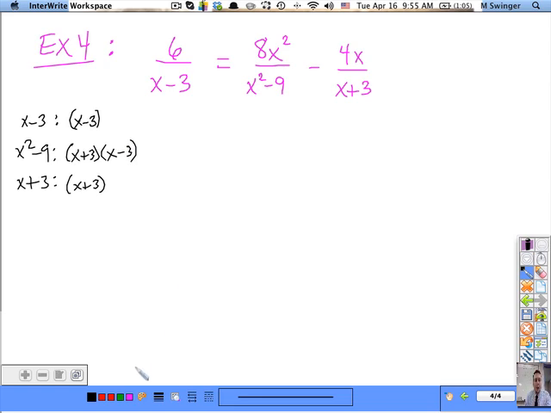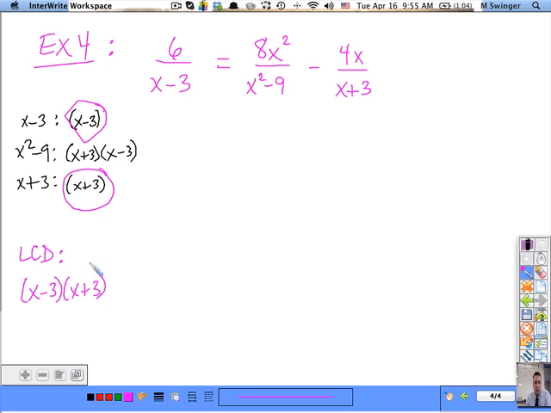Now if you remember how to find the LCD, you circle the highest degree of each type of factor. So I see two different factors: x minus 3 and x plus 3. Now they're all to the first, so I just take one x minus 3 and one x plus 3. And that's it. Put those together, and your LCD is x minus 3, x plus 3.